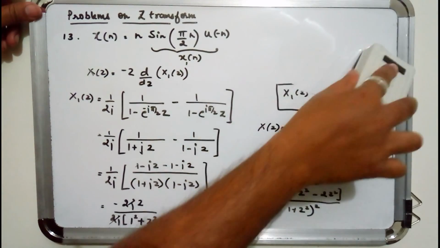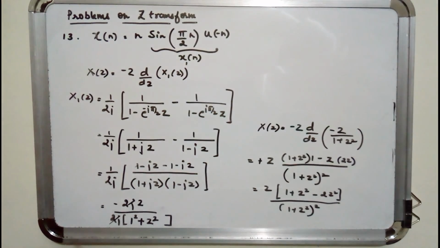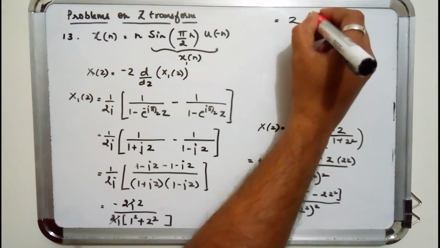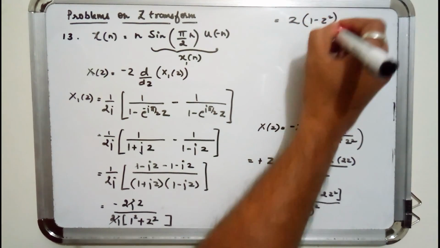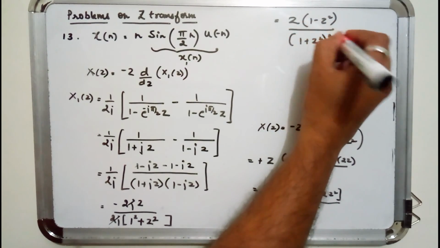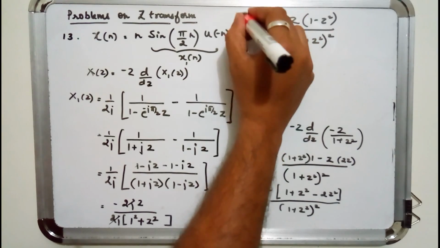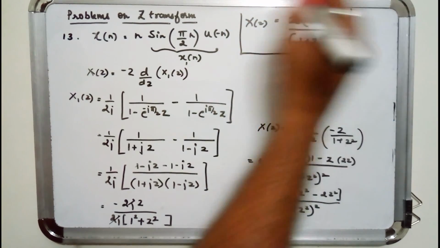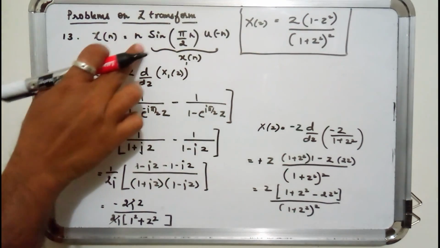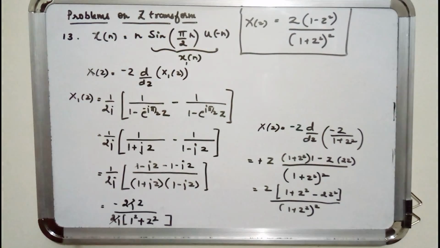Now it is z into 1 minus z square. So it is z into 1 minus z square divided by 1 plus z square whole square. This is my final z transform of x of n, that is equal to n into sin pi by 2 n u of minus n.